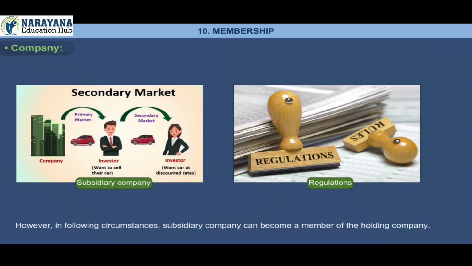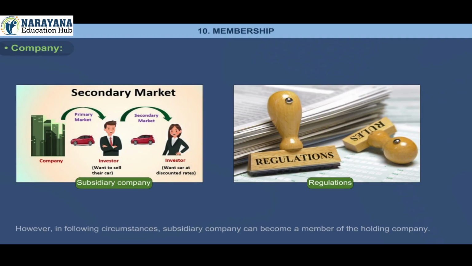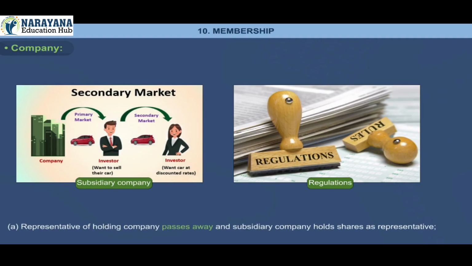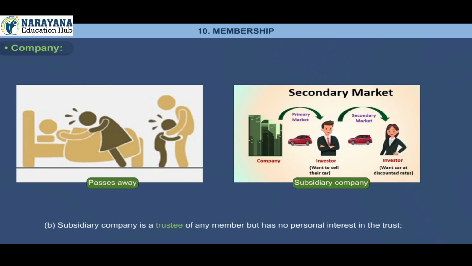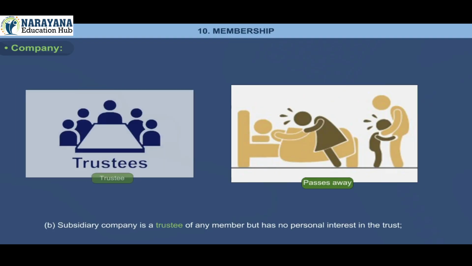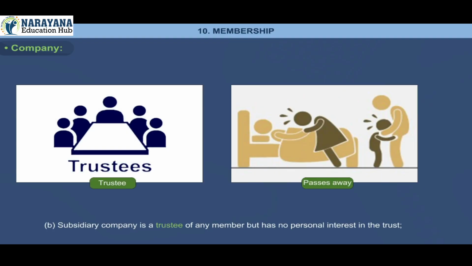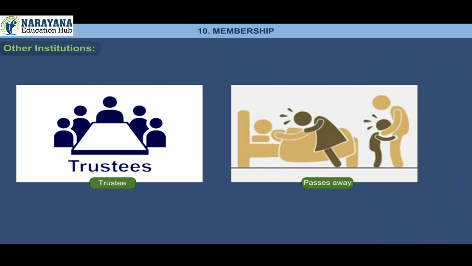However, in the following circumstances, a subsidiary company can become a member of the holding company. A. A representative of the holding company passes away and the subsidiary company holds shares as representative. B. The subsidiary company is a trustee of any member but has no personal interest in the trust. C. The subsidiary company was already a member before the execution of this law.